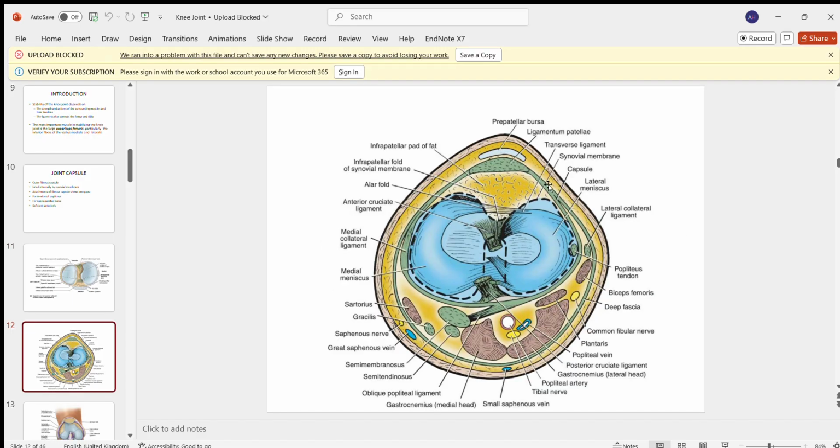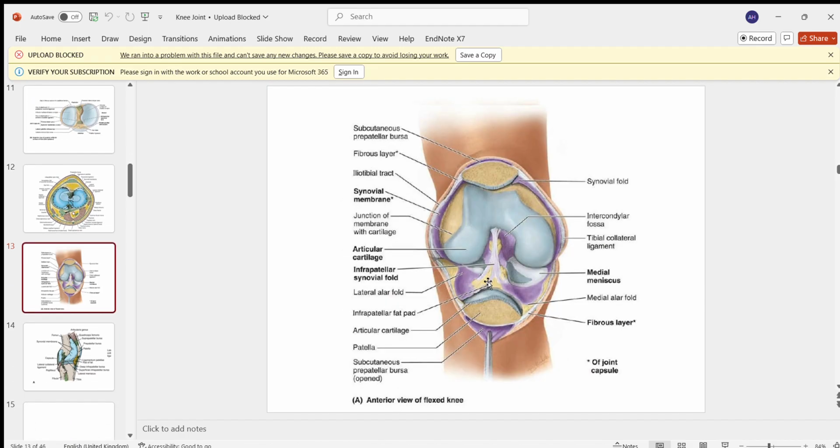In this picture, this green structure is the joint capsule. This black dotted line is the synovial membrane. These are the menisci, the medial and the lateral menisci. This is the cruciate ligament, the anterior and the posterior cruciate ligaments. In this picture again, we can see the articular cartilage, the synovial membrane, and this infrapatellar fat pad.